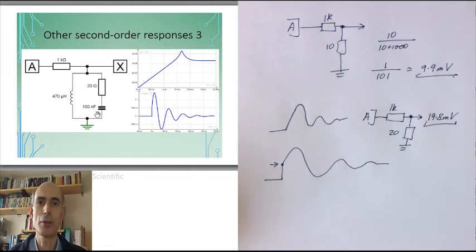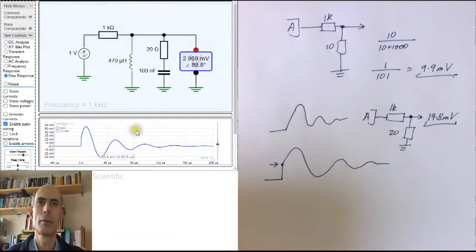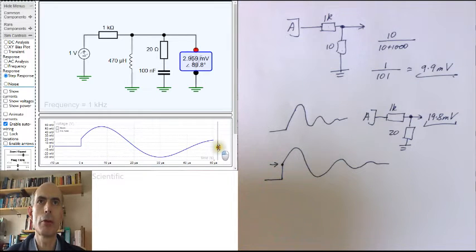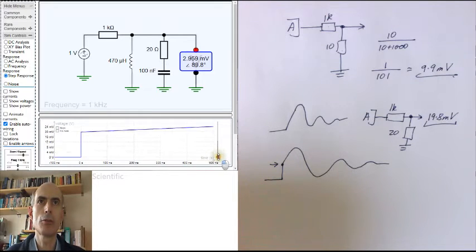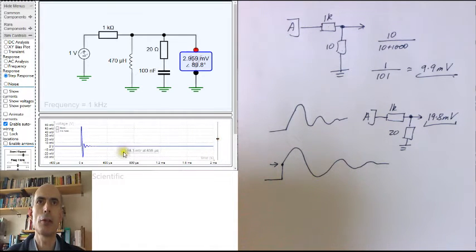We can check that theory on the simulator. Here I've built the circuit and plotted its step response. And if I zoom up on the very beginning, you can see that right at the start, yes, it does jump up to just under 20 millivolts and then starts from there. And its final value, as expected, 0 volts.